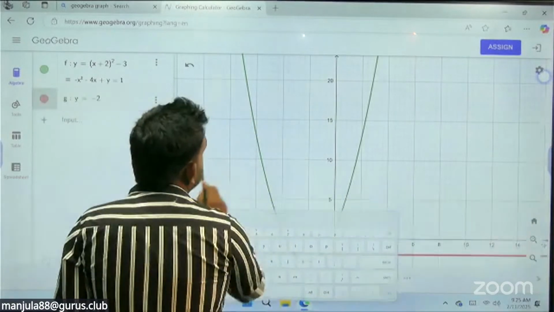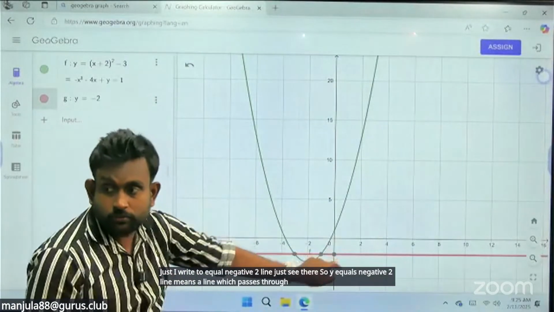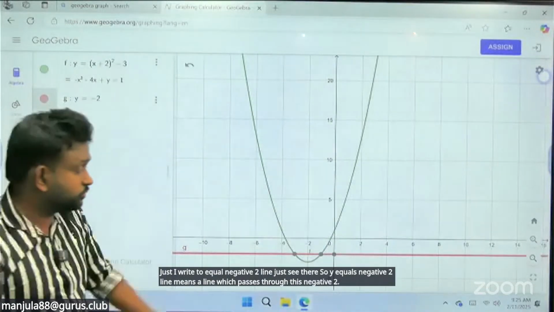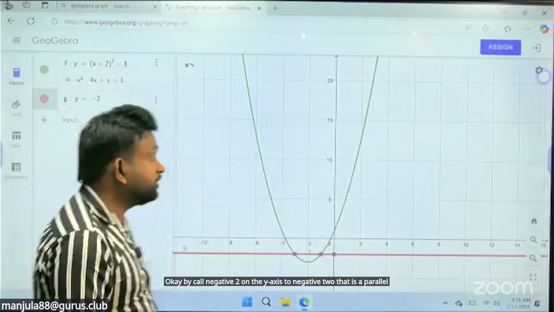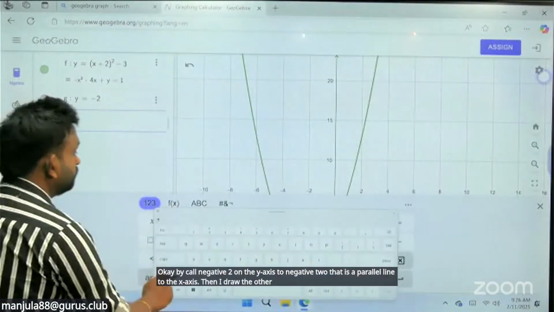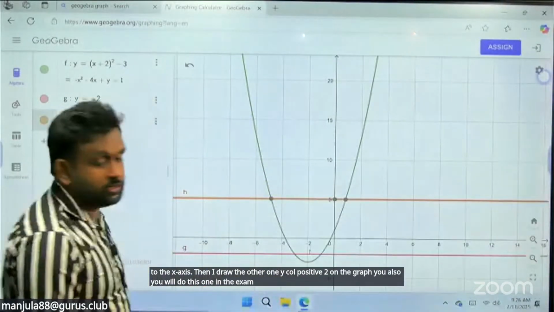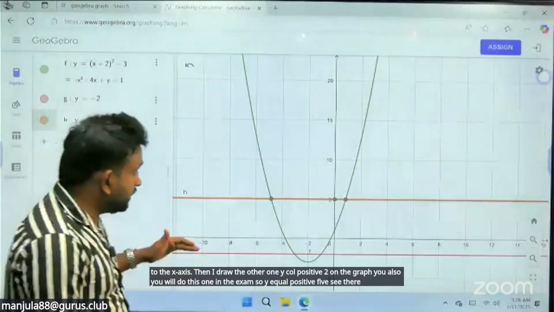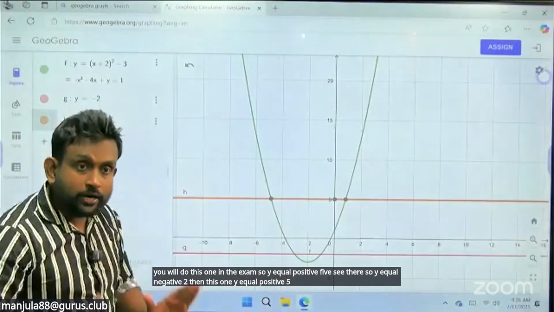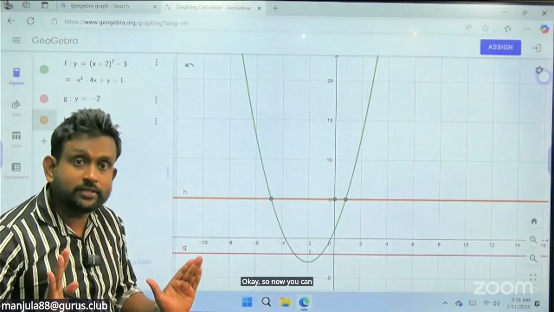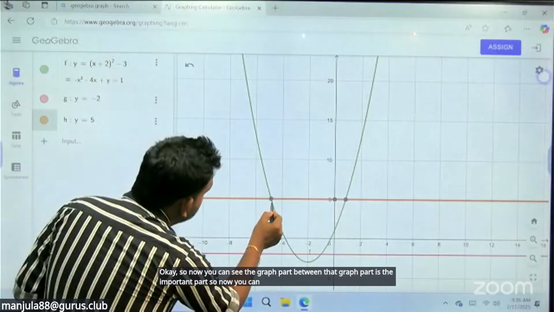So the y equal -2 line means a line which passes through this -2 on the y-axis, a line parallel to the x-axis. Then I draw the other one, y equal +5 on the graph. You also will do this one in the exam. So y equal +5, see there. So y equal -2, then this one y equal +5. Okay, so now you can see the graph part between them, which is the important part. Now you can see here to here, this is the graph part.